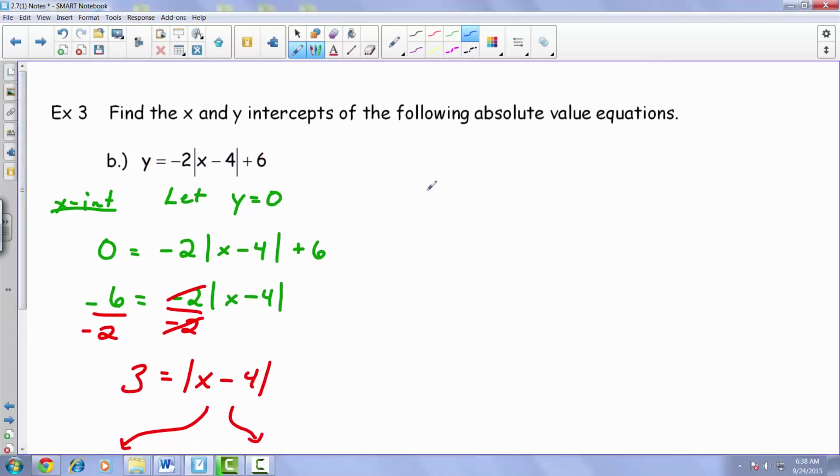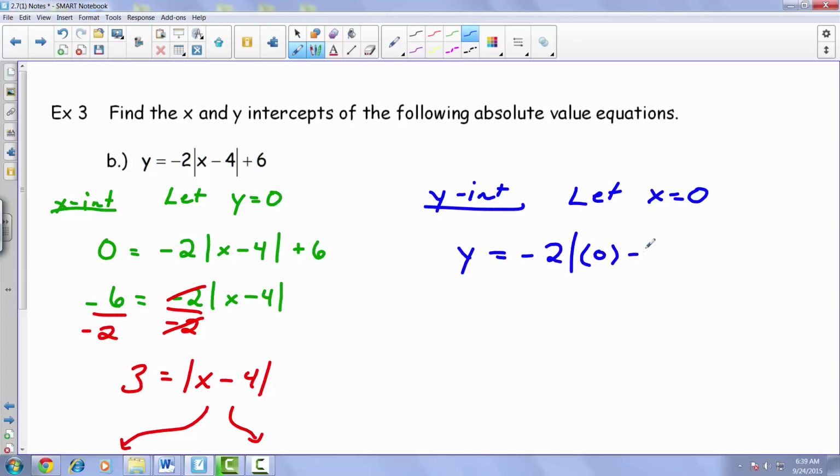Now looking for the y-intercept. Well, we're pretty much just going to let the other variable, x, be equal to 0 and see where it is crossing that y-axis. So then we end up with y is equal to negative 2 times the absolute value of 0 minus 4, plus 6, which is equal to negative 2 times the absolute value of 0 minus 4, which comes out to be negative 4, plus 6.